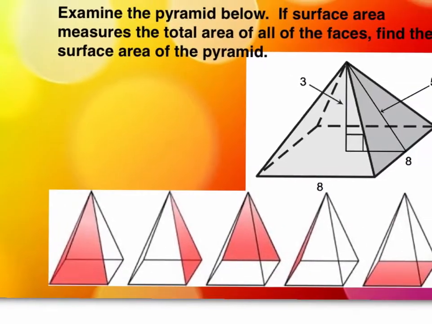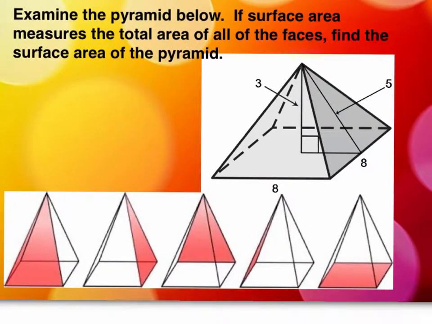Let's examine the pyramid below. If surface area measures the total area of all of the faces, find the surface area of this pyramid. Well, to do that, if you look here, I'm highlighting each different face of the pyramid. So there's 1, 2 on the side, 3 in the back, 4 on the other side, and then here you have a bottom face. So this is a rectangular pyramid. And we can use this given information to help us find the surface area. To do that, we just find the area of all surfaces.